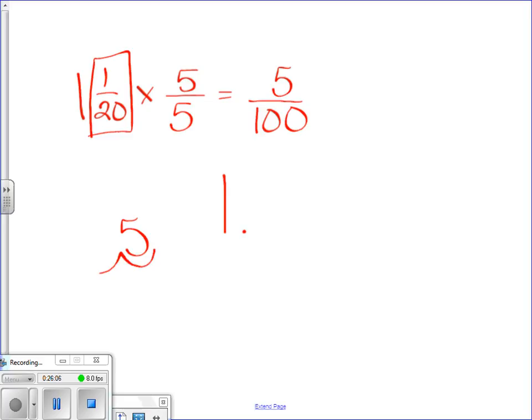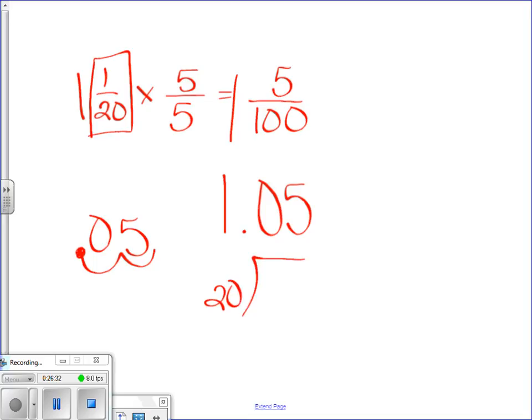1, 2. And the 1 is in front of you. The 1 is in front. Like this is 1 and 1/20th.